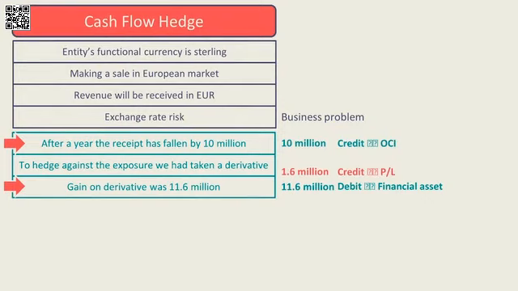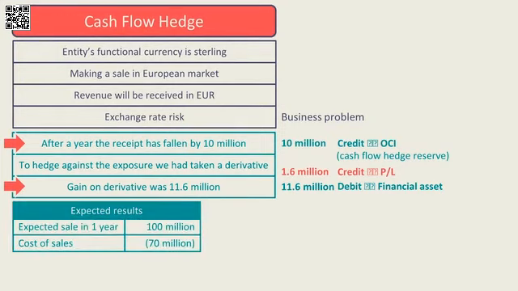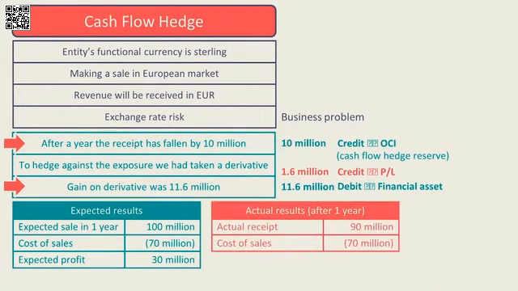So in summary, we now have 10 sitting within a cash flow hedge reserve. What will we do with it? Well, we will hold it there until we actually make our sales that we were concerned about. And when we do make those sales in a year's time, there was an original expectation of sales, let's say, being 100. And with a cost of sales figure of, say, 70, this would give us an expected profit of 30. But because the exchange rate has moved over the year, the actual revenue, the actual sterling that we receive is 90. Cost of sales remains at 70, and thus our reported profit is only 20, which is 10 less than what we told the shareholder it was going to be.